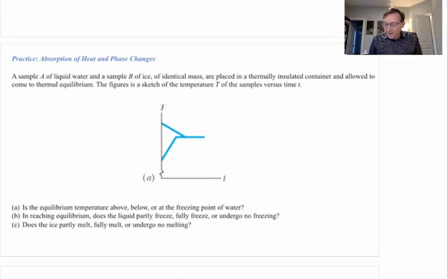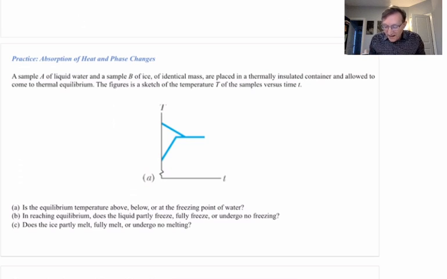They are placed in a thermally insulated container, so they can only exchange energy as heat between each other, and everything else around them is isolated away. Because of a temperature difference between them, the water is going to have a higher temperature, the ice a lower temperature, they're going to exchange energy as heat until they come to thermal equilibrium. You wait long enough, and that is guaranteed to happen. They will come to a common final temperature.